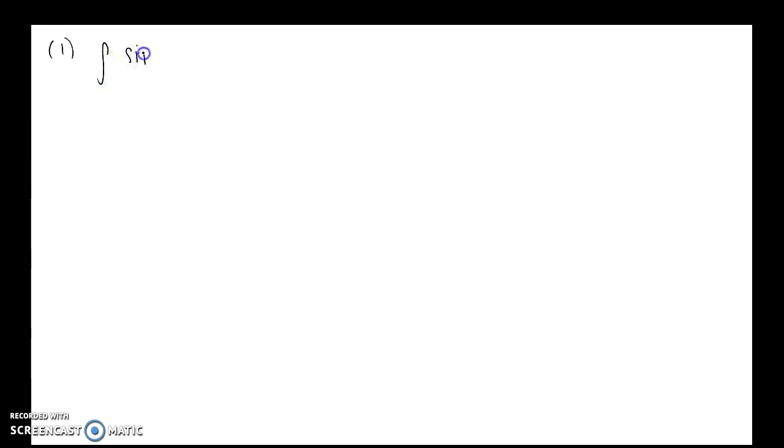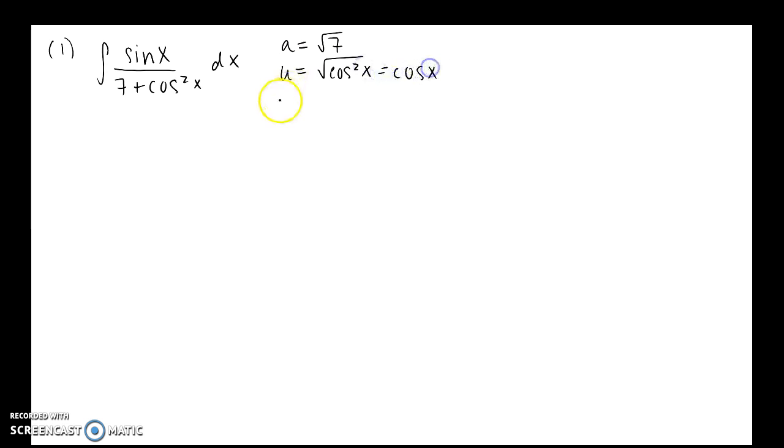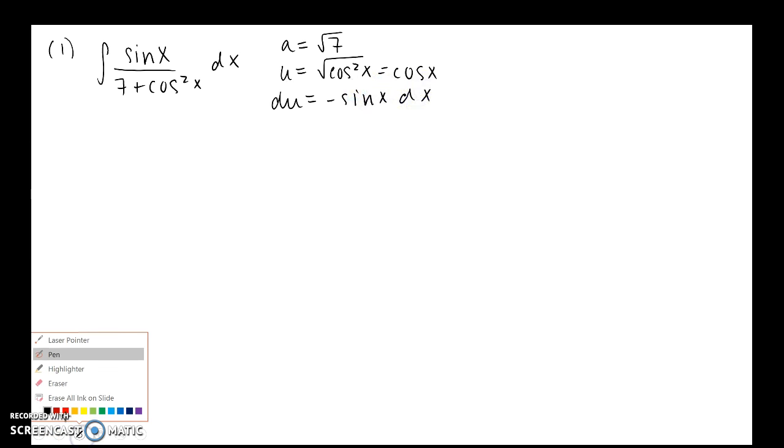Alright, so the antiderivative of sine x divided by 7 plus cosine squared x dx. It looks like it should fit arctan. We have something being squared in the bottom. There's no square roots. Finally, we're seeing an a that is not a rational number, so it does not need to be. u will be the square root of cosine squared x, which would be cosine of x. The derivative of that is negative sine x dx. Okay, so that sets itself up nicely for us.